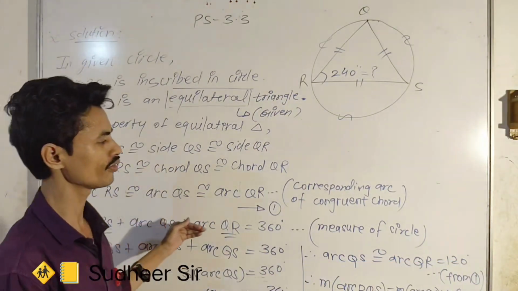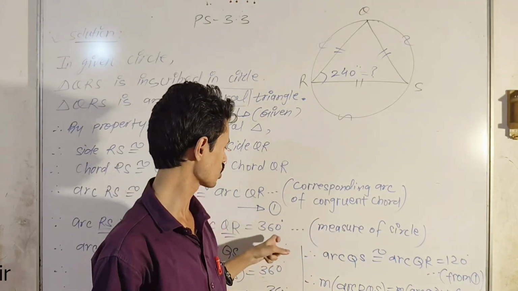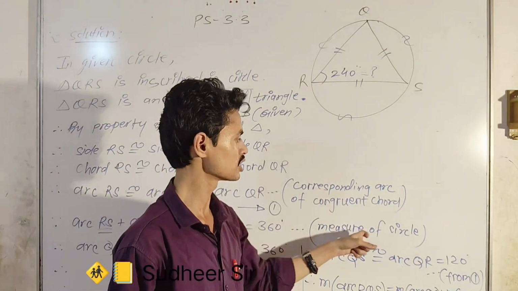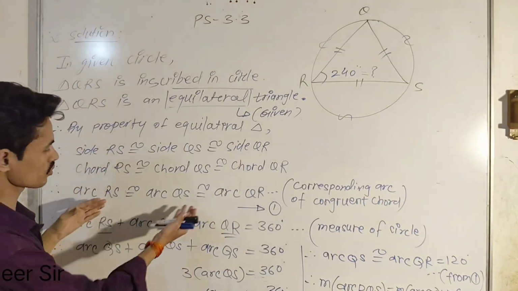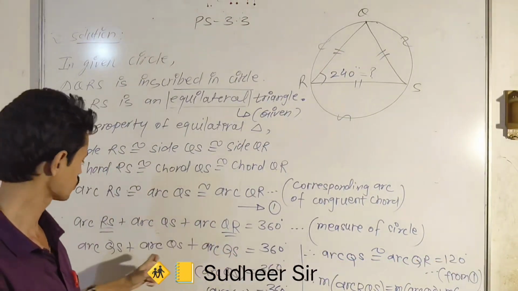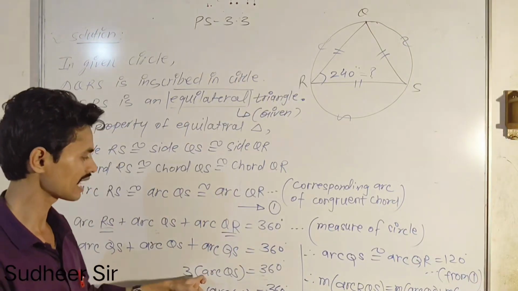Now as we know, if we add all the arcs, it will make a complete circle. So the measure of this will be 360 degrees. The measure of the circle will be 360 degrees. After that we know that in equation 1 all chords are congruent, so we can write this. And after writing this, we got 3 times QS.